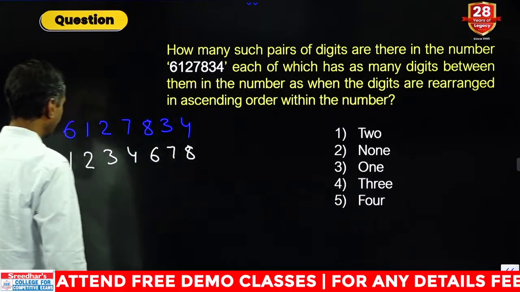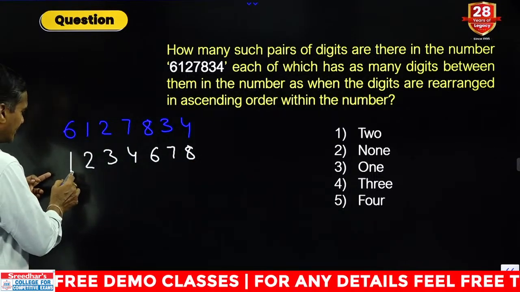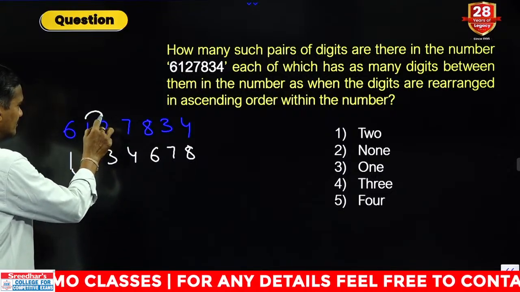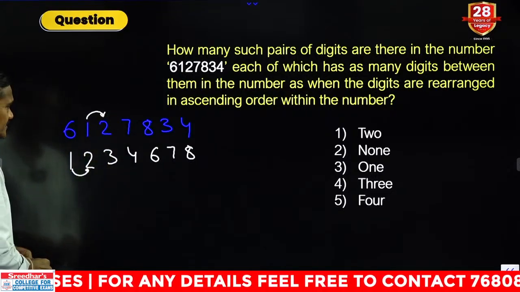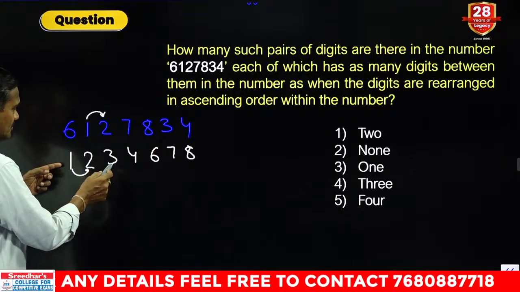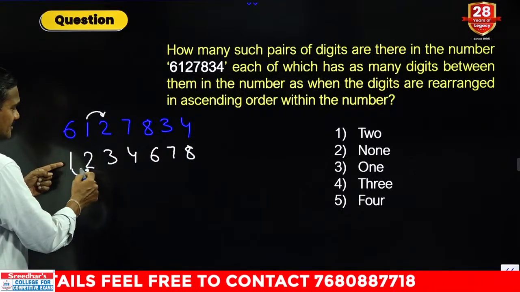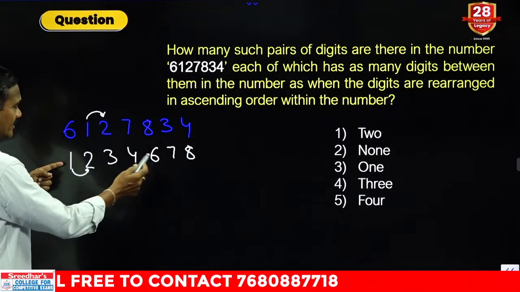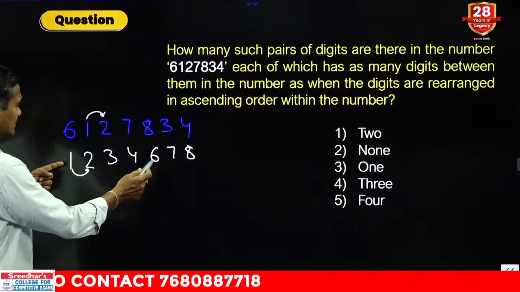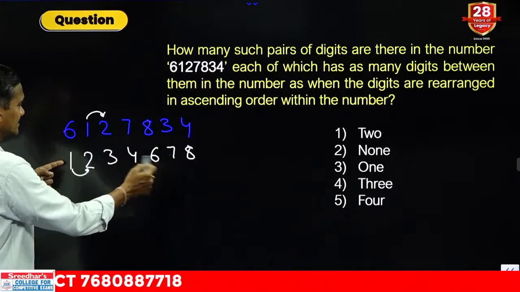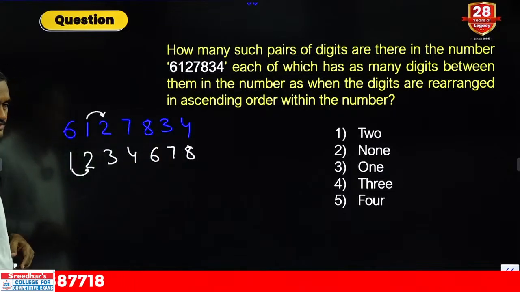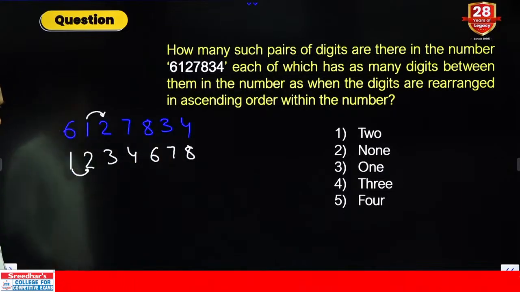Clear? Now between 1 and 2, there is no digit. Here also, 1 and 2, there is no digit. Then 1 and 3, 1 digit. 1 and 4, 2 digits. 1 and 6, 3 digits. And 1 and 7, 4 digits. 1 and 8, there are 5 digits. And with the help of 1, there is only 1.